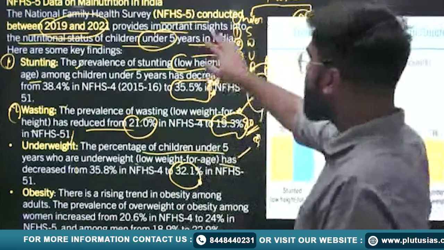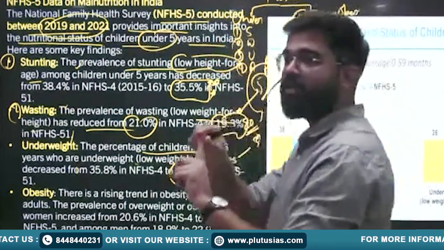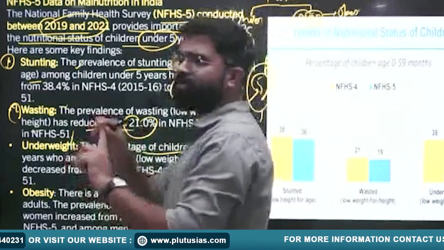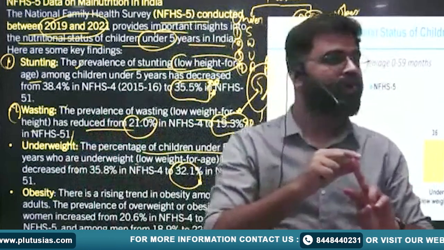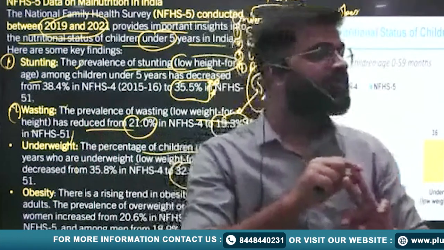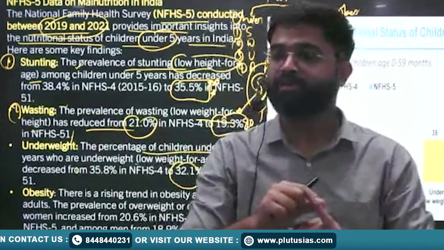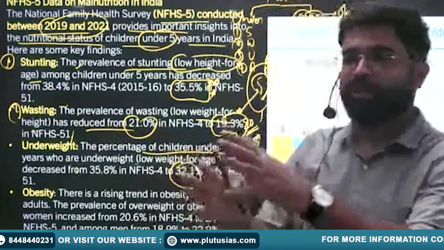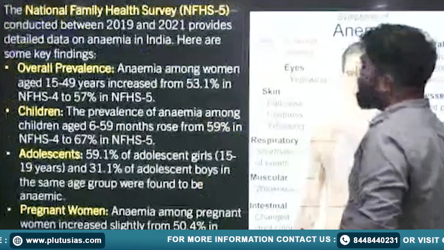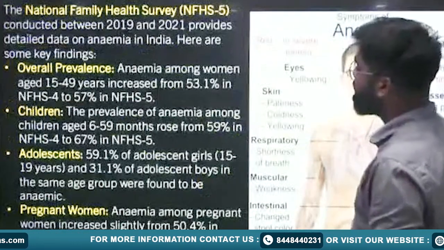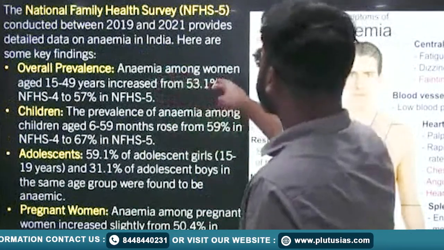Okay, so this is the National Family Health Survey 5 data. Again, stunting rate kitna hai? Almost 35%. Wasting rate 20%. Underweight 32%, and obesity 20 to 25% in men and women both. Yes. Next, National Family Health Survey conducted. Okay, some overall prevalence, anemia.